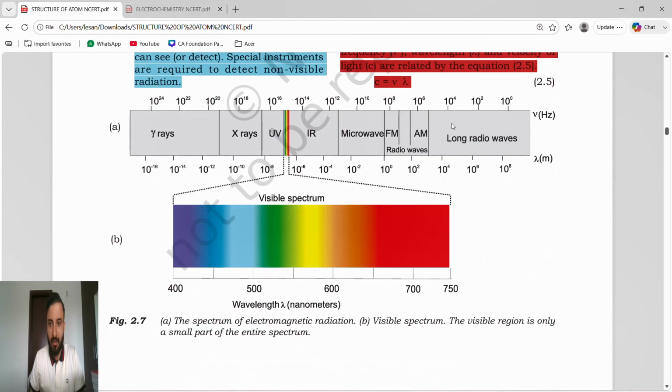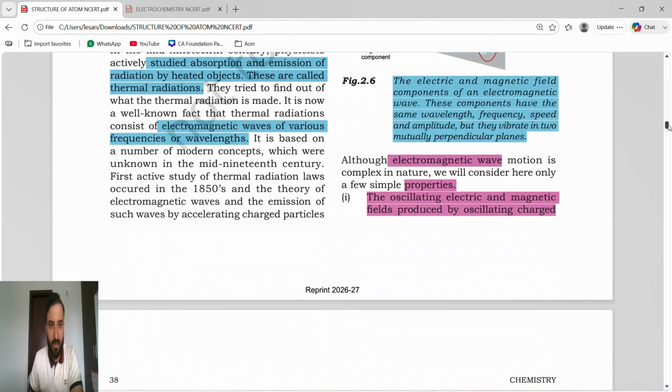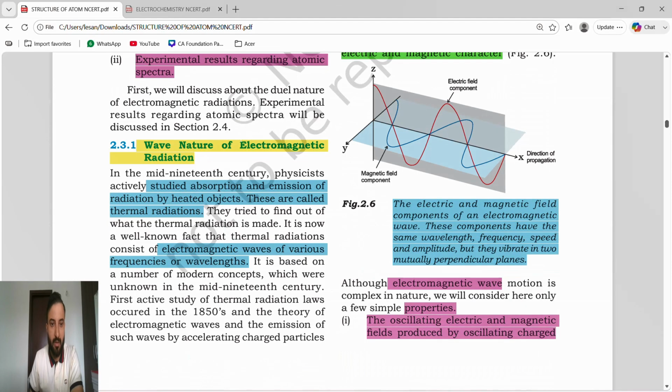See, like this, guys, this is what they have given: frequency of long radio waves, frequency of radio waves AM, FM, frequency of microwaves, frequency of infrared, this is the visible spectrum, the frequency of UV rays, X-rays, gamma rays. So all rays have a different frequency. If they have a different frequency, obviously they will have a different wavelength. I hope you understand this. This is just for your understanding, so you can mark it and understand the concept.